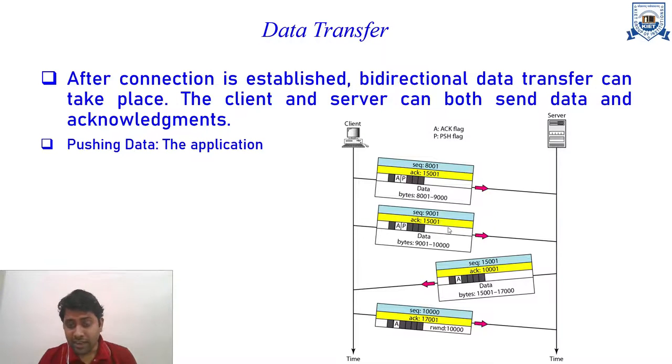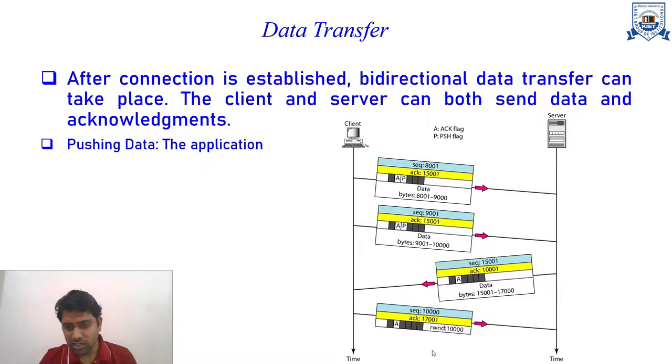The acknowledgement represents what the next expected sequence should be. That's why it is 15001. And the server is sending some data, 15,001 to 17,000, carrying 2000 bytes. Once it reaches the client, the window size can be extended up to 10,000, so it will extend the sequence numbers. Now you can see the next sequence number.